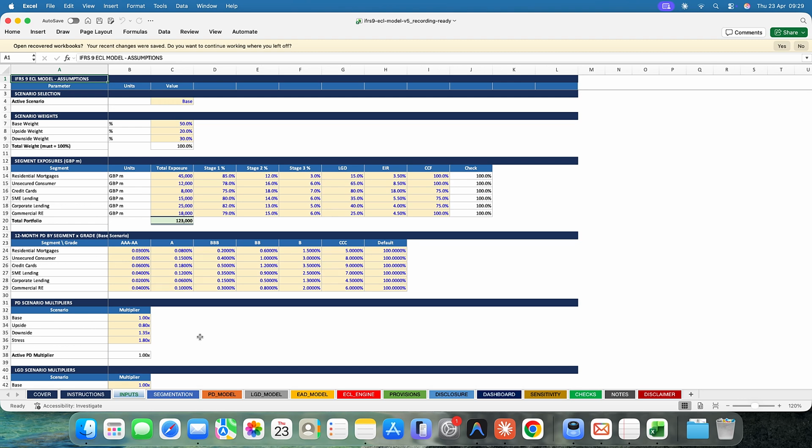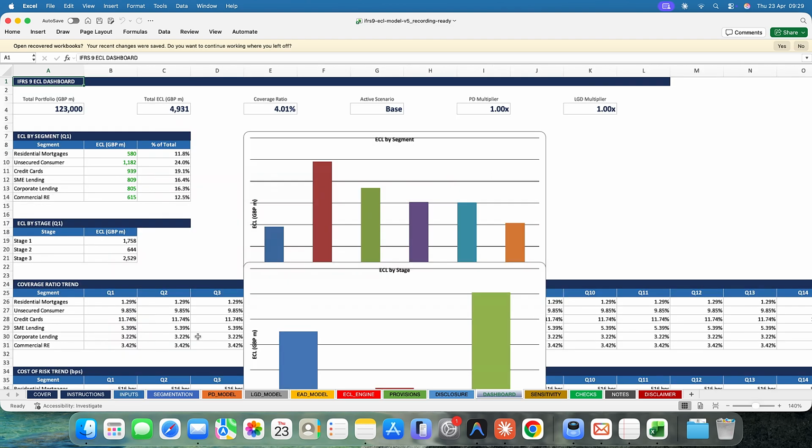One dropdown runs the whole thing. Baseline, downside, upside macro scenarios. I change it. And every PD term structure, every LGD, every ECL number recalculates. Which is how you actually run the probability-weighted calculation the standard requires.